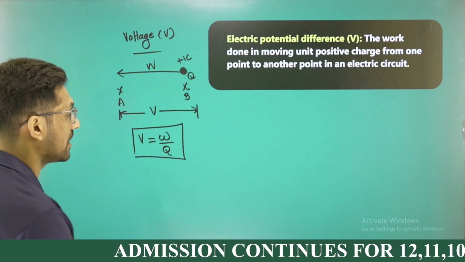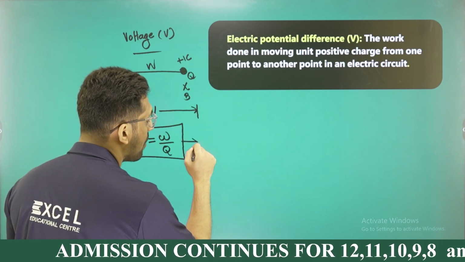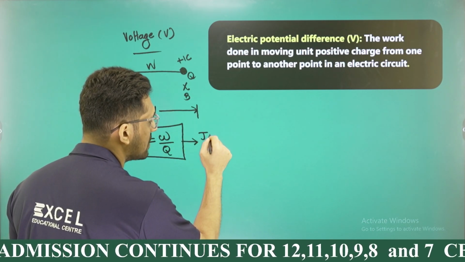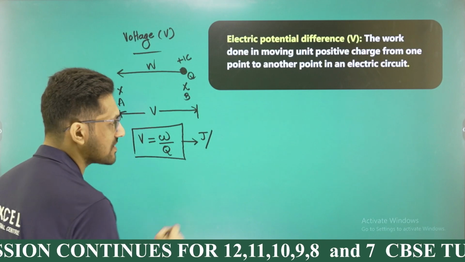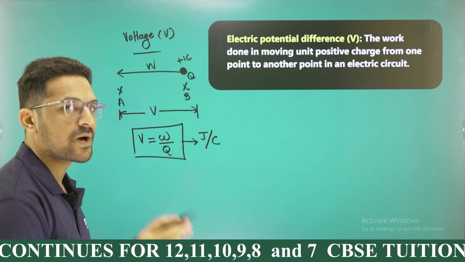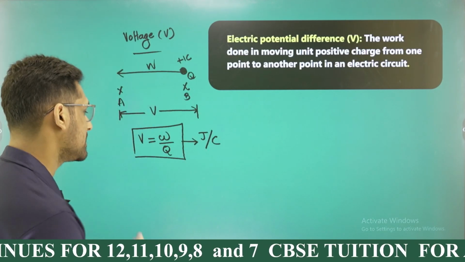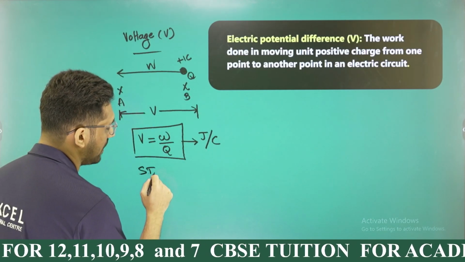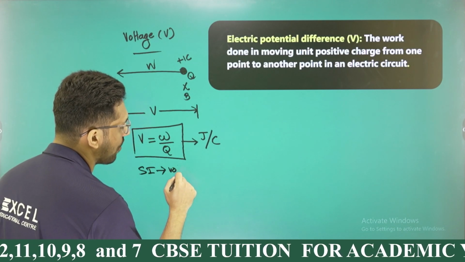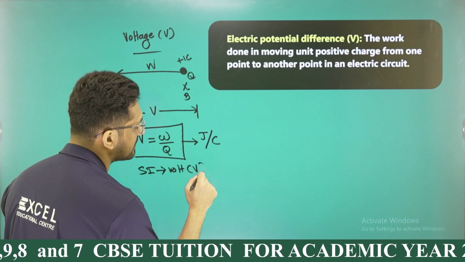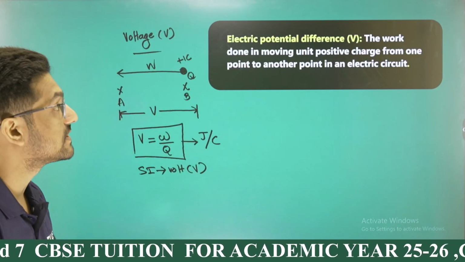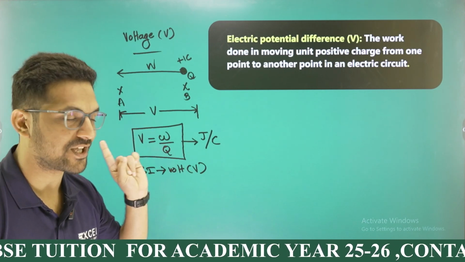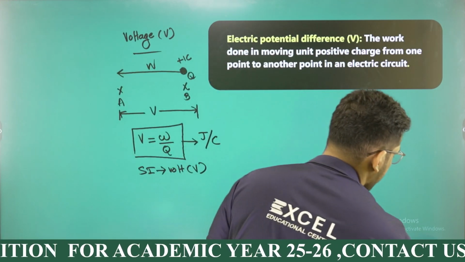What will be the unit? Work has a unit joule. Joule per, what is the unit of charge? That is coulomb. Joule per coulomb is one unit. But what is the SI unit? We will be representing this with the volt. Capital V is the symbol. Did you understand what is electric potential difference now? Okay, then we can move to the next question.